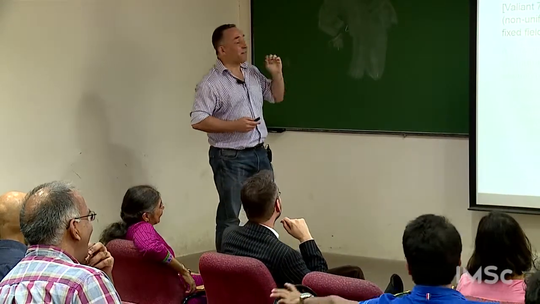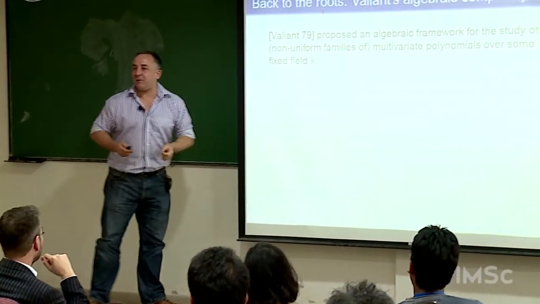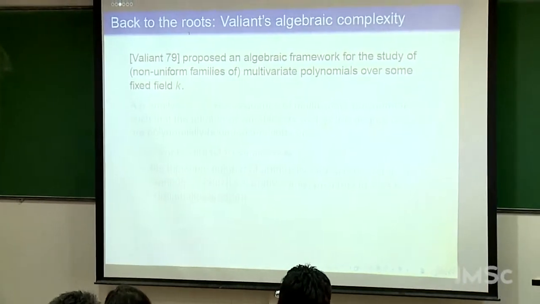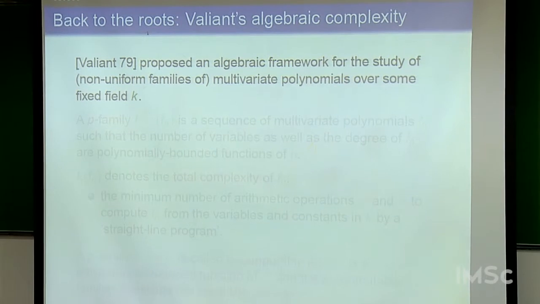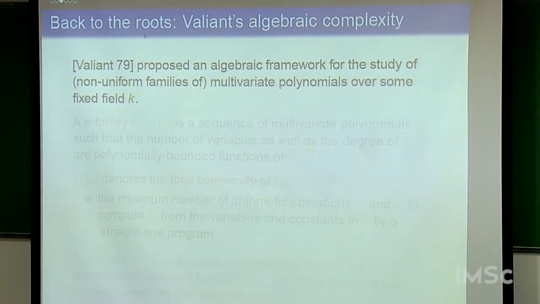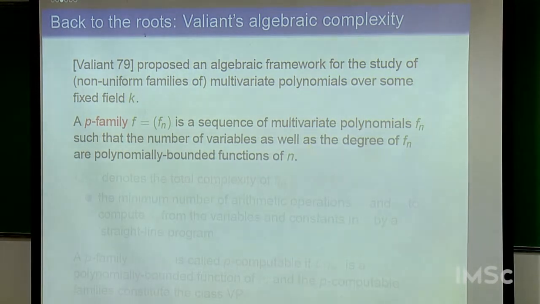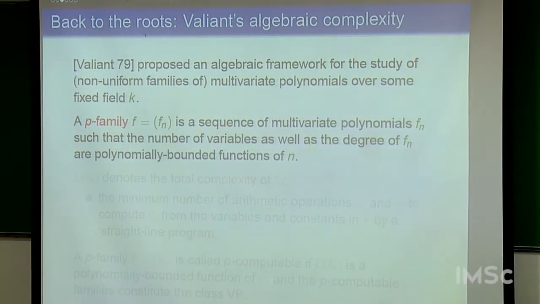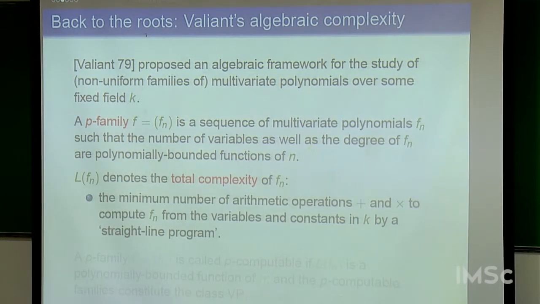In 79, and in fact, these two slides are worth putting up just to advertise this paper. One of the most beautiful papers ever, Valiant's 1979 paper. Anyway, he proposed an algebraic framework for the study of polynomials over some fixed field, K. And the definitions are as follows. So a P family is a sequence of polynomials where the number of variables and the degree is polynomially bounded in terms of n.